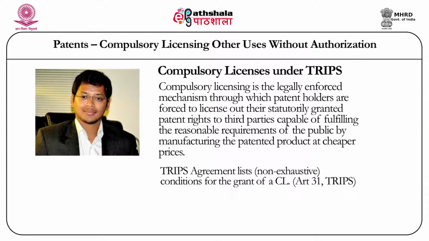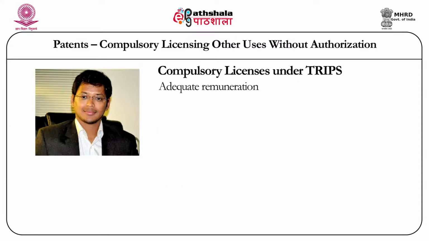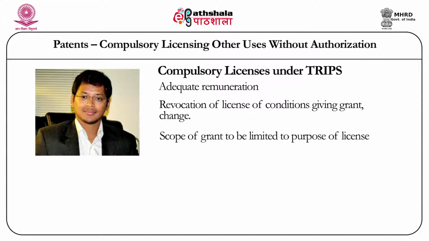The next condition is that if such a non-voluntary license issues, then the patentee must receive adequate remuneration, taking into account the economic value of the authorization. Further, in instances of non-authorized use that fall under this part, Article 44, subsection 2 limits the patentee's remedies to this remuneration only. The next condition looks at the circumstances under which the compulsory license was granted. If these change and no longer validly justify the license and are unlikely to recur, then the license is to be revoked. Next, the scope of the grant must be limited to the purpose for which the license is conferred.